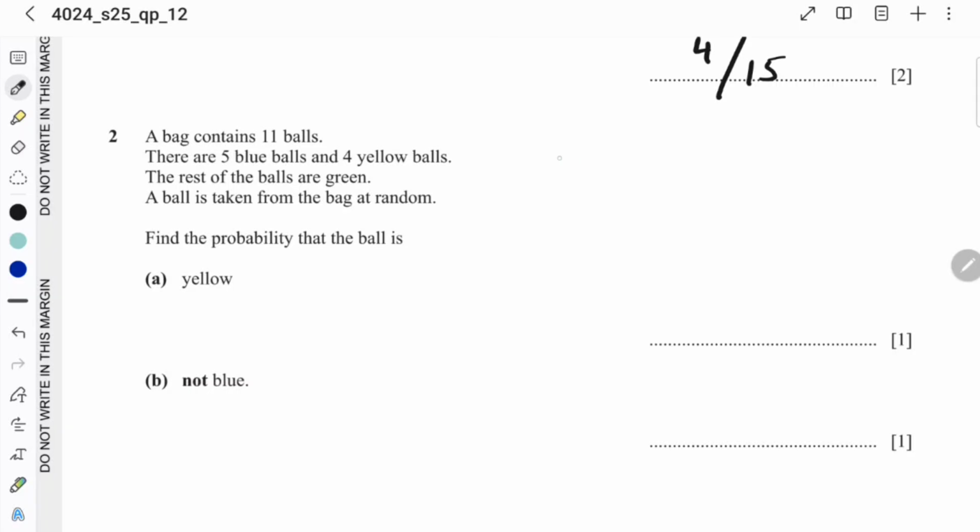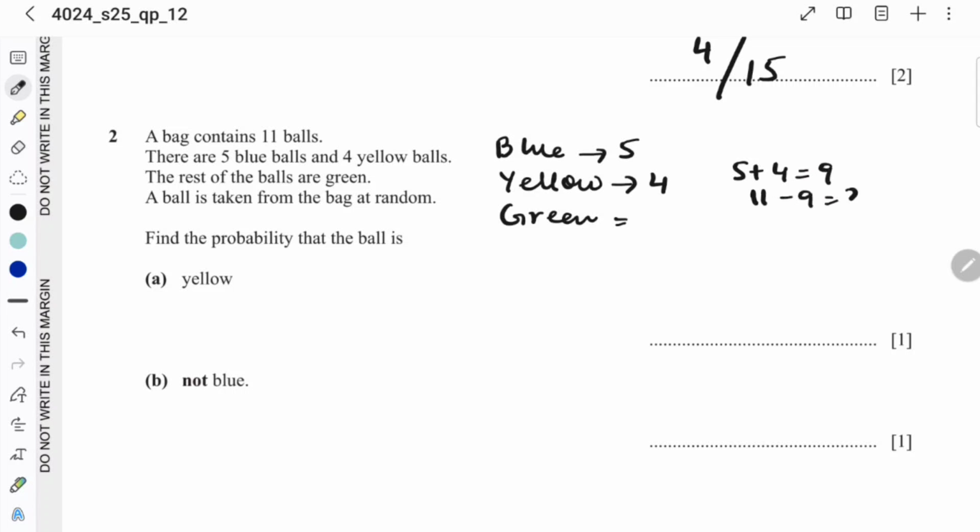So out of 11 balls, the blue are 5 and the yellow are 4, so 5 plus 4 will become 9 and 11 minus 9 will become 2. The rest of the balls which are left, they all are green, so 2 balls are green here. So we are going to find the probability that the ball is yellow, and out of 11 balls, 4 balls are yellow, so we'll write down 4 over 11.